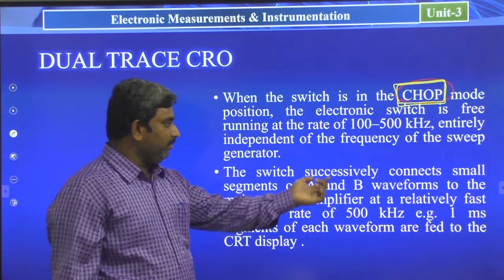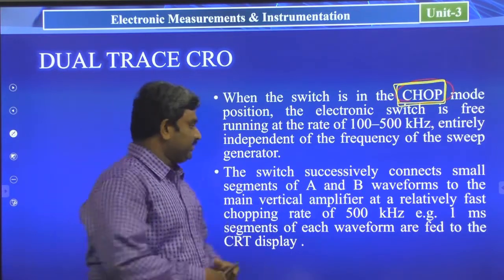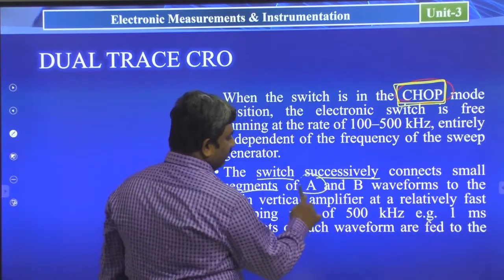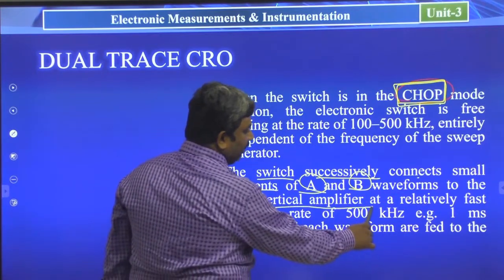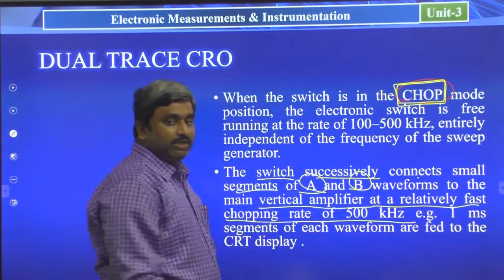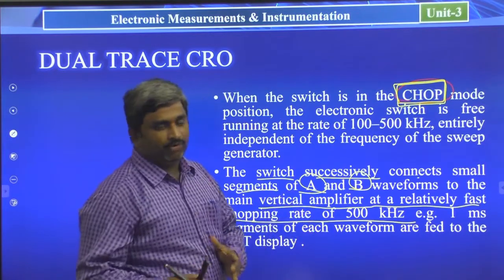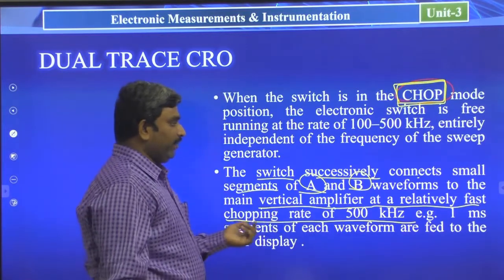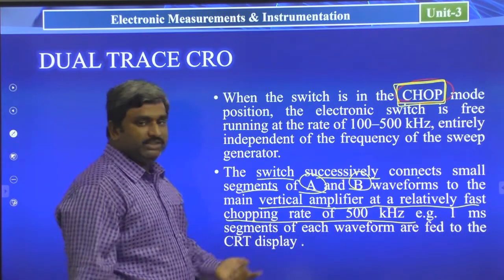Channel A and channel B waveforms go to the main vertical amplifier. The switch successively connects small segments of the channel A and channel B waveforms to the main vertical amplifier at a relatively fast chopping rate of 500 kilohertz. So the electronic switch is connecting channel A and channel B information at a speed of 500 kilohertz. For example, 1 millisecond segments of waveform are fed to the CRT display.